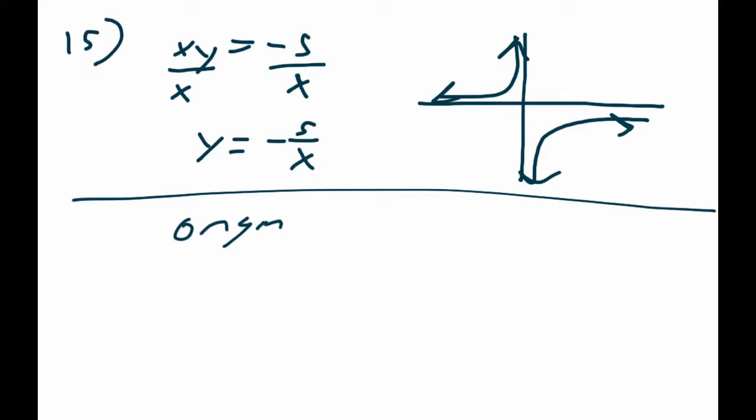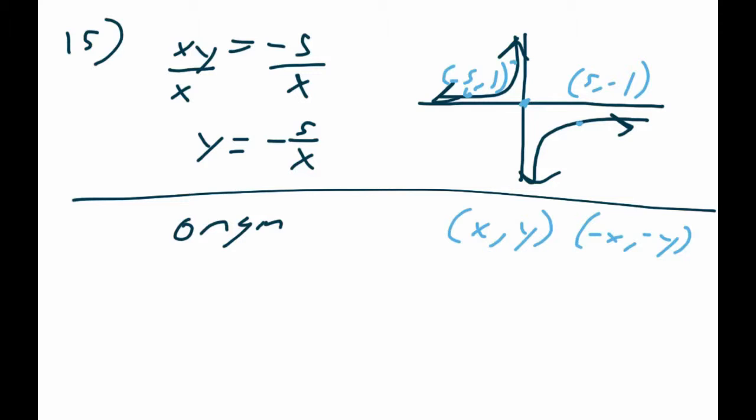So the first symmetry is the origin, which is this point, which means that xy can become negative x, negative y. So this point over here, which would be at 5, negative 1, is over here at negative 5, 1. And so, yeah, we have things that are symmetric to the origin.